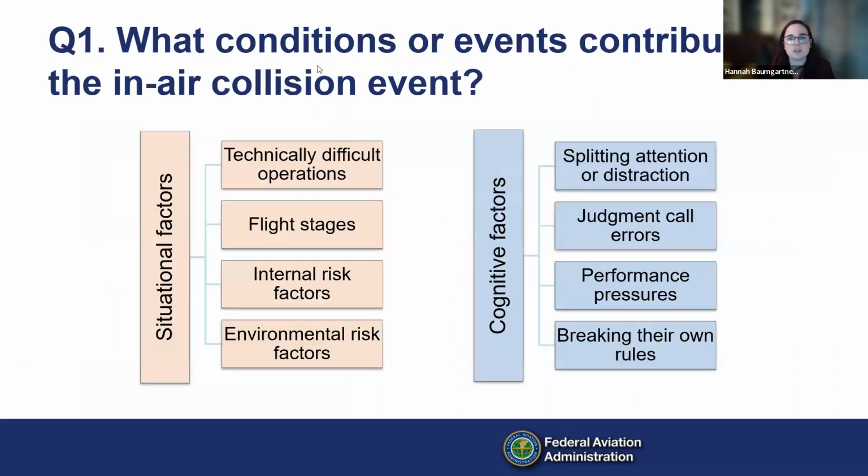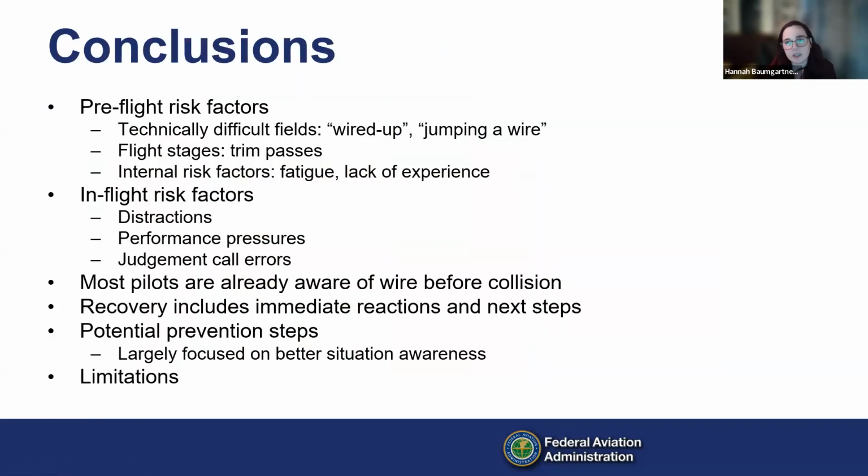And so again, just in general, these were the multitude of factors that we noted. There's a big range here, but there's not a lot of research into these events, and it's starting to break the surface of what kinds of things lead to these events. As I mentioned, we have the situational factors that can almost be thought of as pre-flight risk factors, right? What fields are technically difficult when you scope them. They're wired up. If you're jumping a wire, things like that, that's where some of the risk might be. Trim passes are an exceptionally high risk phase in comparison to other passes.